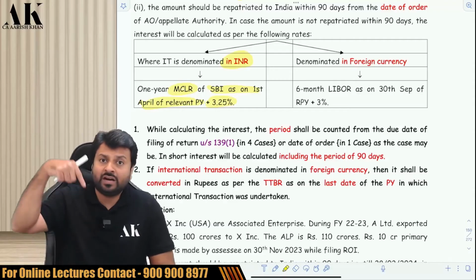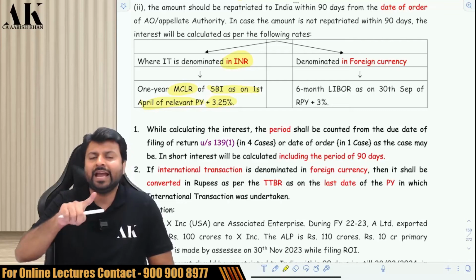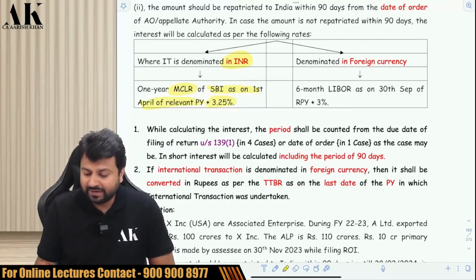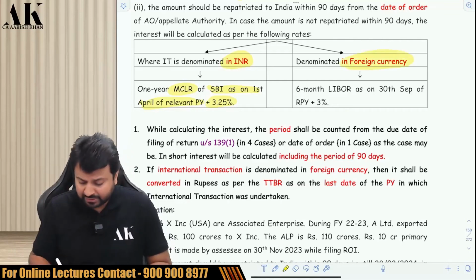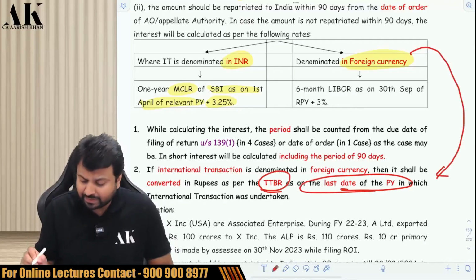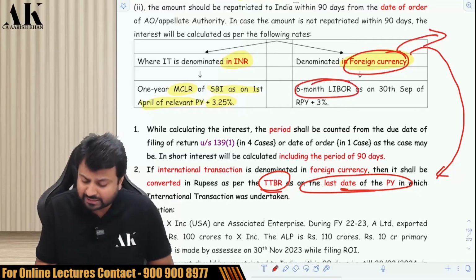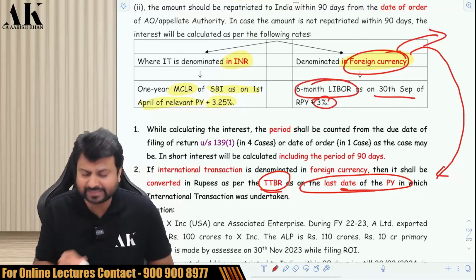So in whichever year you are charging the secondary adjustment, on 1st April of that year you have to take the rate and add 3.25%. If the transaction is in foreign currency, first you have to convert that transaction into INR as per the TTBR as on the last day of the previous year. First convert that foreign currency transaction into INR and then apply 6 months LIBOR as on 30th September plus 3%.